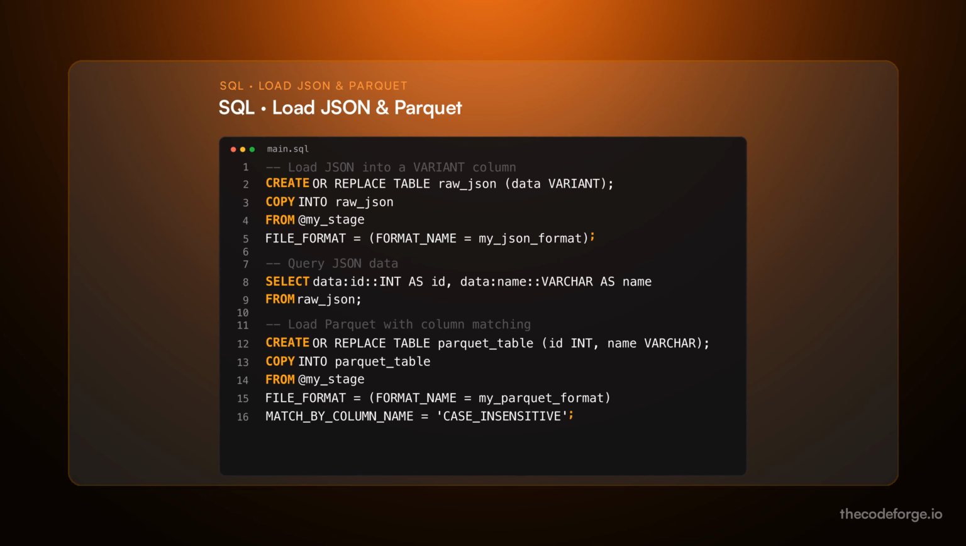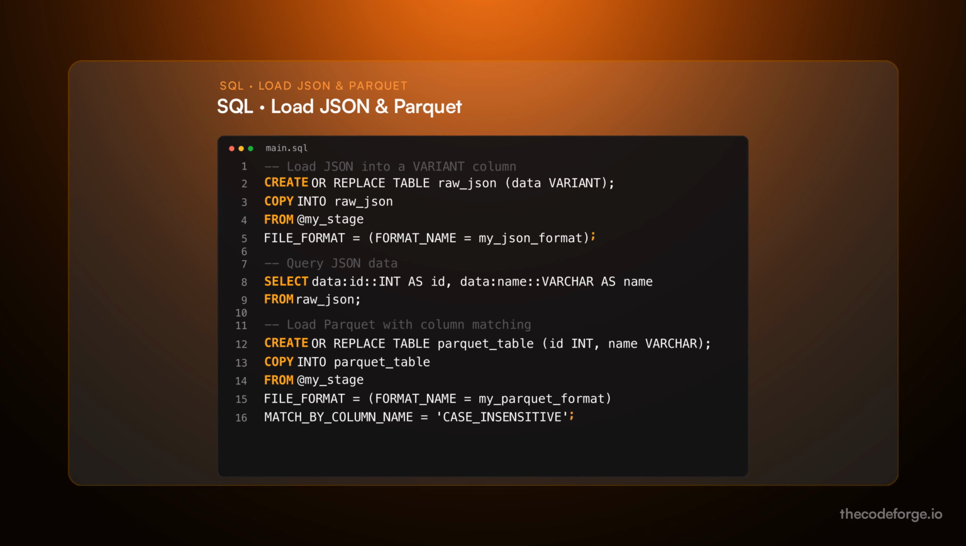Load the entire JSON blob into one variant column, then dissect it later with simple colon notation. Parquet is even easier. Match by column name ignores file order and perfectly aligns your data.